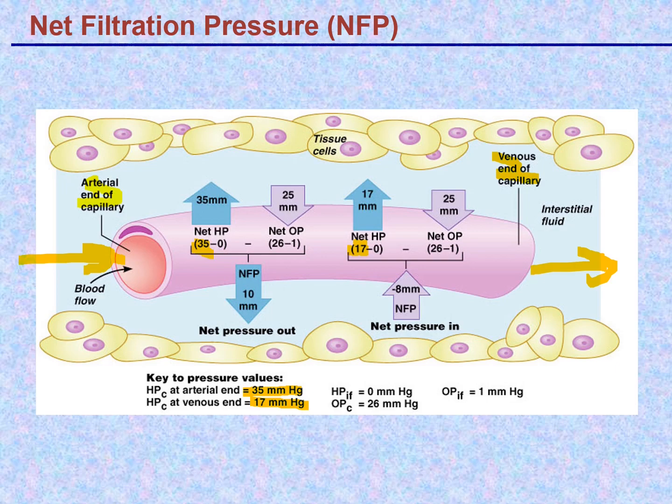And then you have the interstitial fluid hydrostatic pressure. You have to consider that. At this end, it is, in fact, 0. And here it is, we're still talking 0, okay? So the net hydrostatic pressure at this end, at the arterial end of the capillary, is 35, and the net hydrostatic pressure towards the end of the capillary bed, towards the venous end of the capillary bed, is 17.